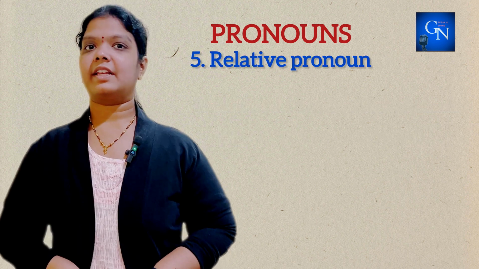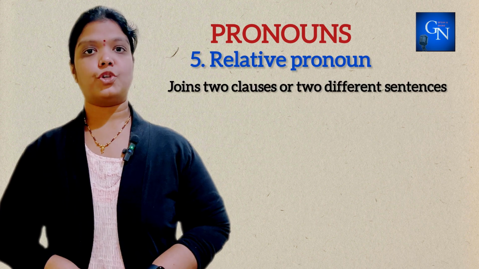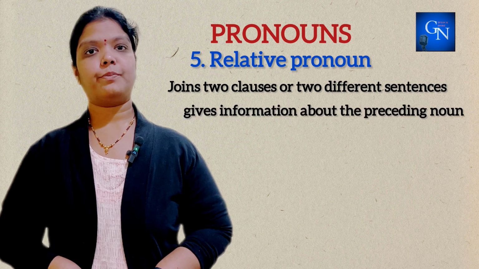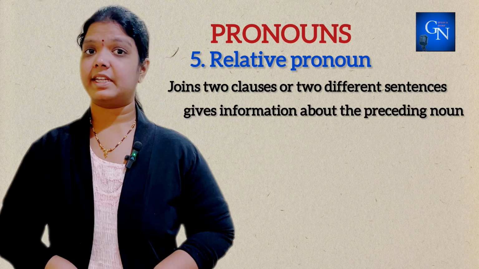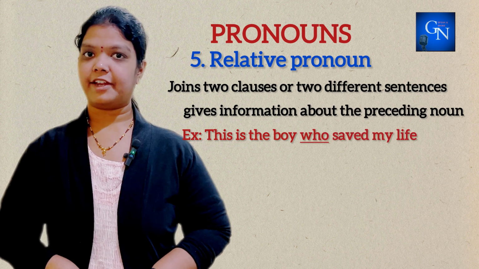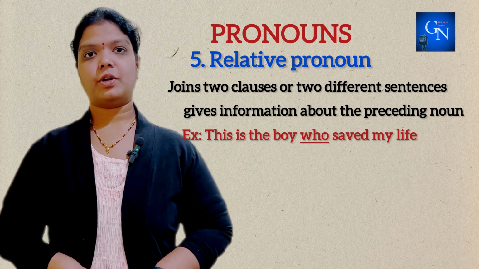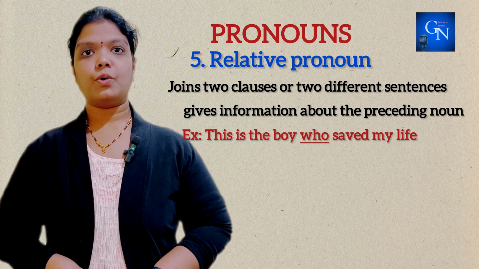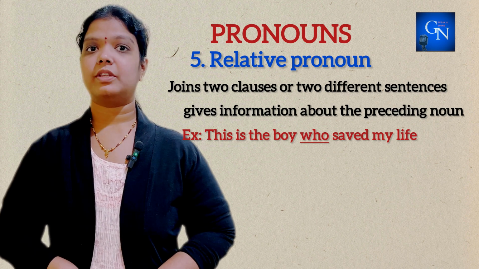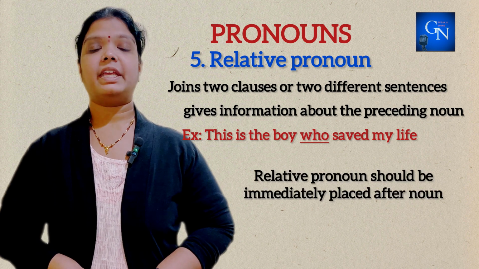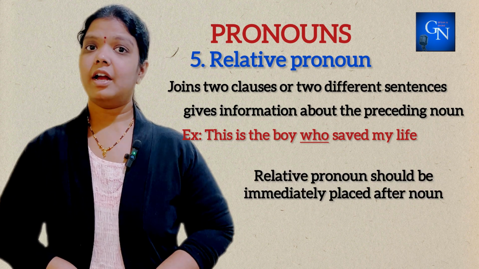The next one is a relative pronoun. Relative pronoun joins the two clauses or two different sentences. Also, this relative pronoun gives you information of the preceding noun. For example, this is the boy who saved my life. Here, who is a relative pronoun that joins the two clauses. Also, this relative pronoun who gives you the information about the noun called boy. And remember, this relative pronoun should be immediately placed after the noun.